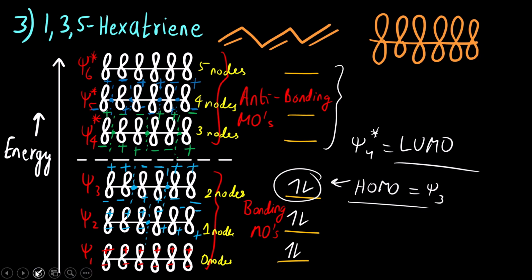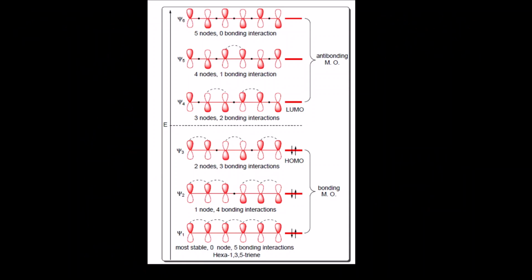Now the last one. Okay, all 5 nodes are present, 1, 2, 3, 4 and 5. So the signs will be opposite, plus, minus, minus, plus, plus, minus, minus, plus, minus, minus and plus. So in this way you have to fill the phases of the atomic orbital.